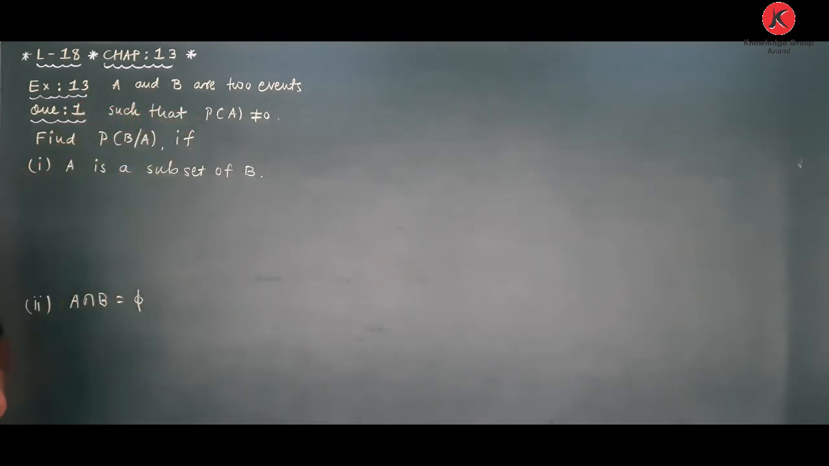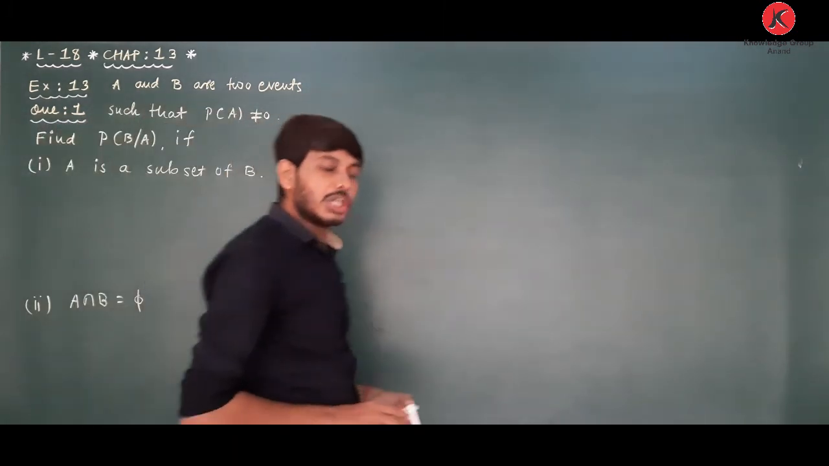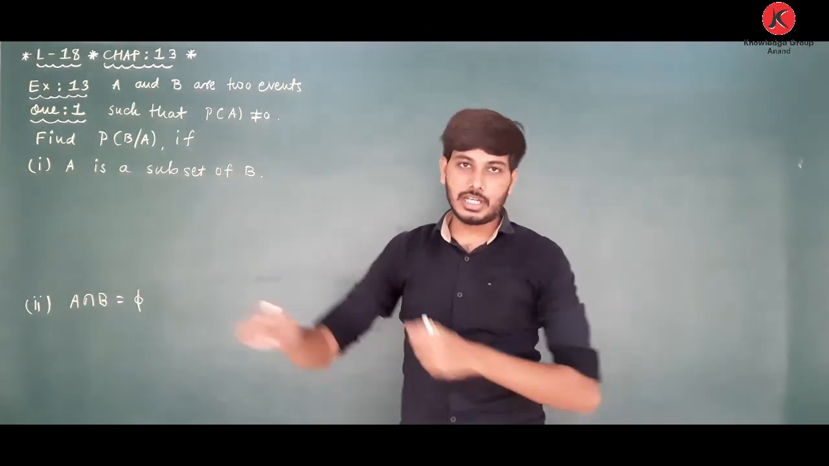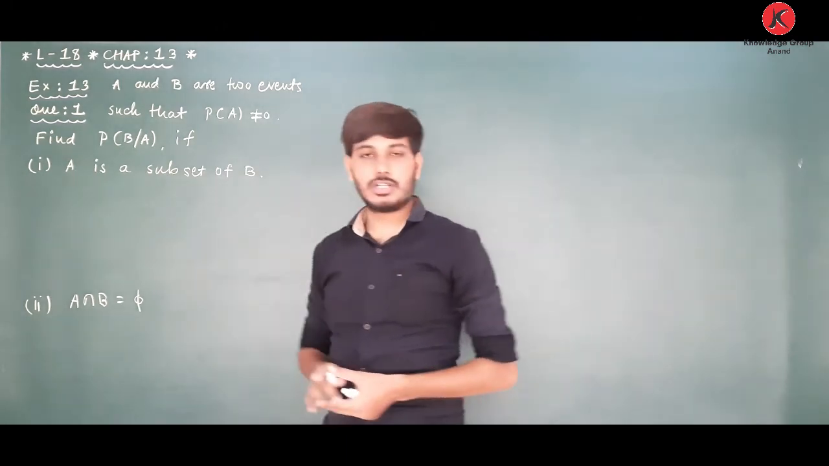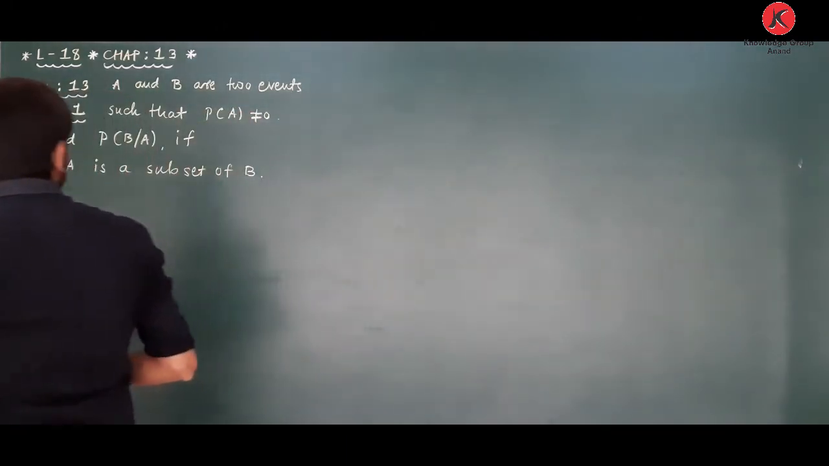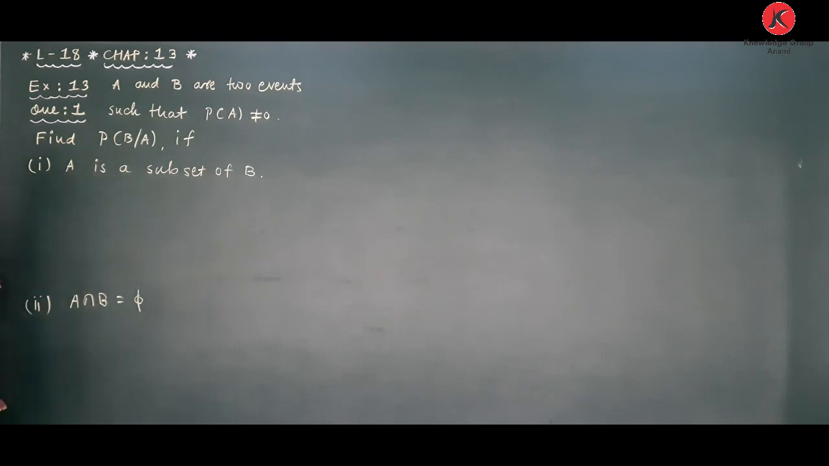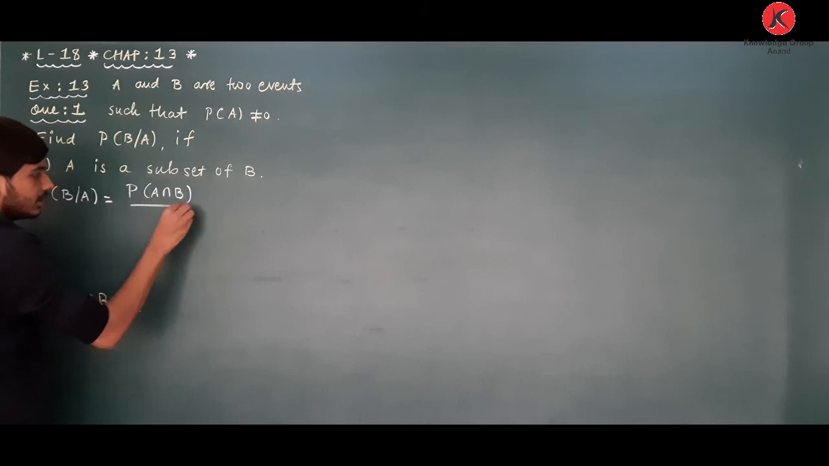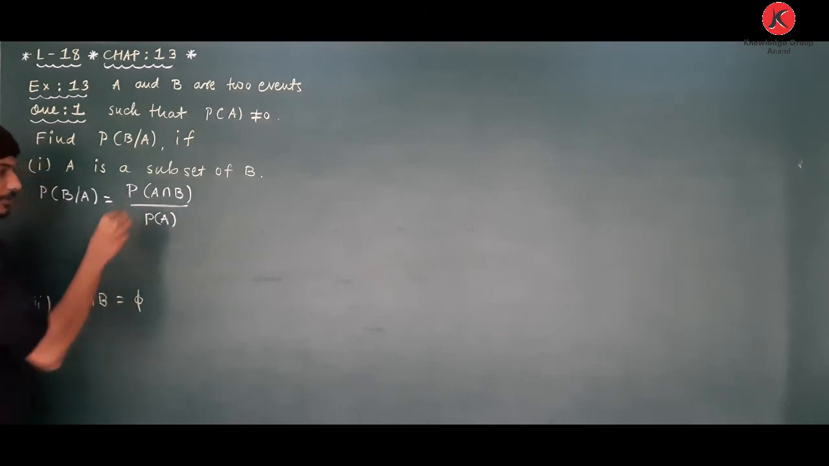A and B are two events such that probability of A is not equal to 0. Then find probability of B given A if the first condition is A is a subset of B. We know that for the probability of B given A, the formula is probability of B intersection A, or you can also say A intersection B, divided by probability of A.